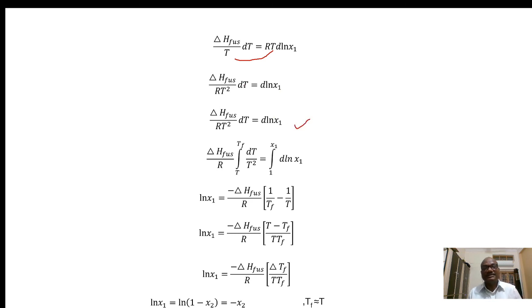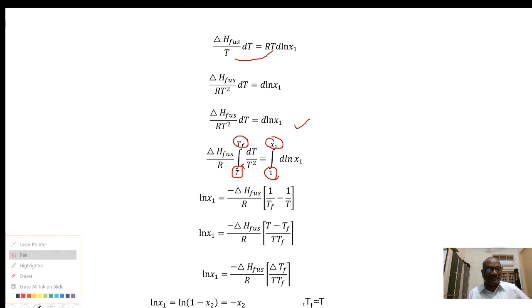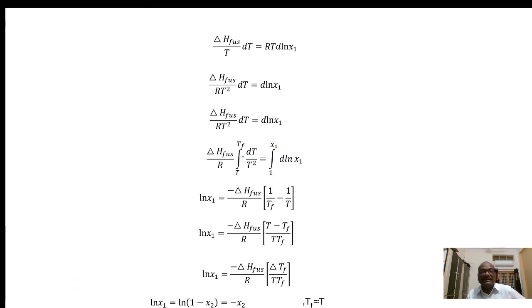Same thing we have mentioned here. These two equations are the same. Now we are integrating this equation with these limits. What are the temperature limits? From T to TF. Next, what are the limits of the mole fraction of solvent? It is 1 to x1. When the solvent is in the pure state, its freezing point is represented by T. When the mole fraction of solvent reaches x1, the freezing point of the solvent is represented by TF. Within these limits we are integrating.